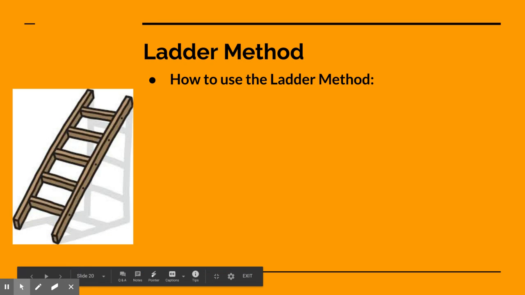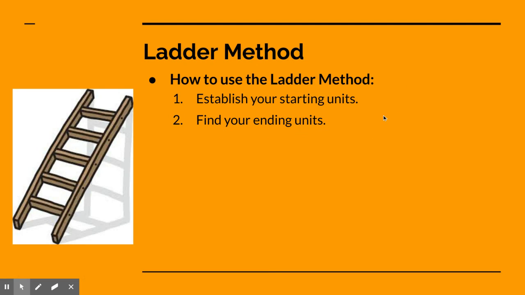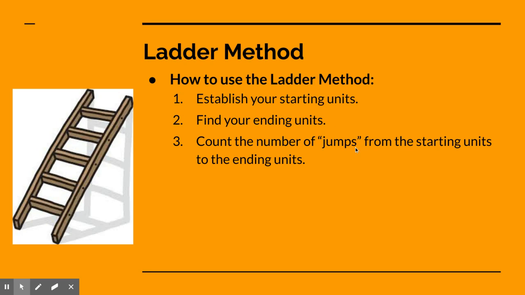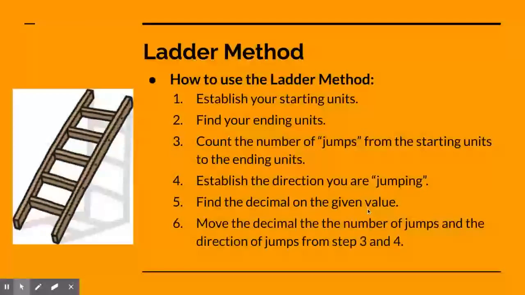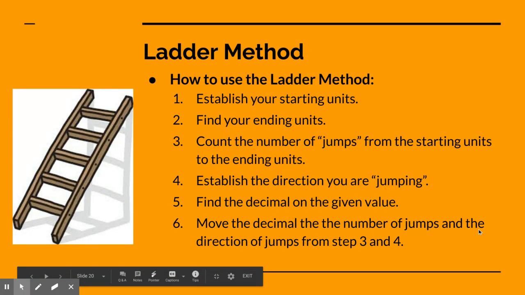So how do we use the ladder method? First we have to establish our starting units. After that, we find our ending units, and then we count the number of jumps from the starting units to the end units. So how many other prefixes do we have to jump past to go from our starting units to our end units? We have to know the direction that we're jumping. We then find the decimal on the given value, and then move the decimal the number of jumps and the direction of jumps from steps 3 and 4. And then at the very end, we change the units to the ending units.